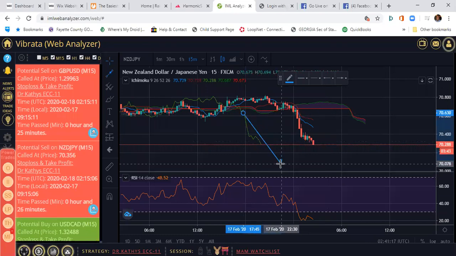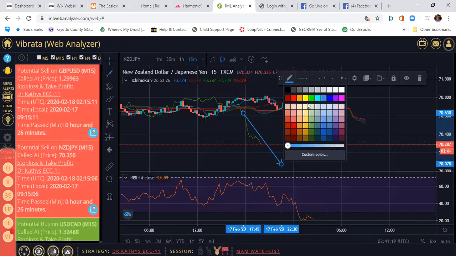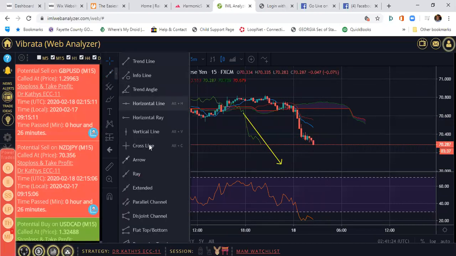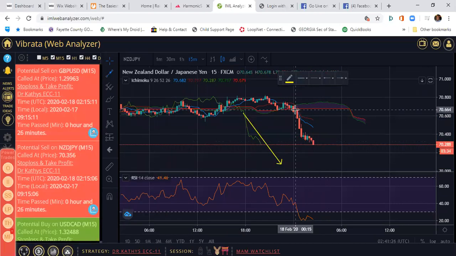It's strongly going down in that direction, and it's not interweaving itself. It has momentum. That's what I'm loving. This has momentum. You see, it's going down.